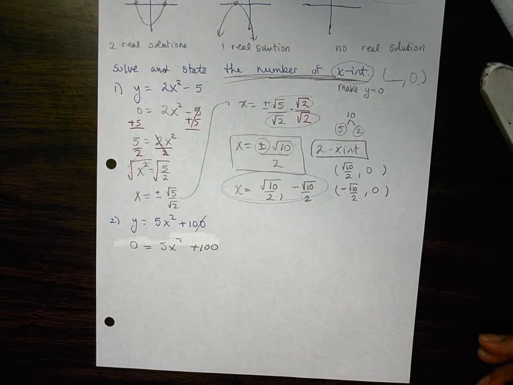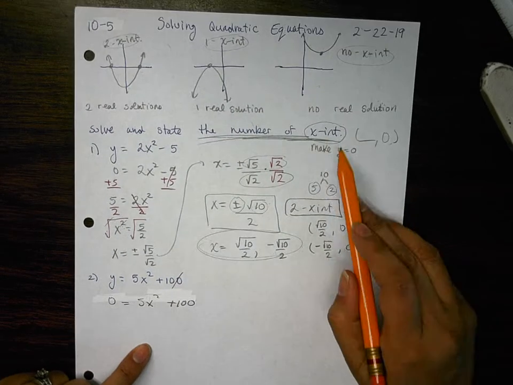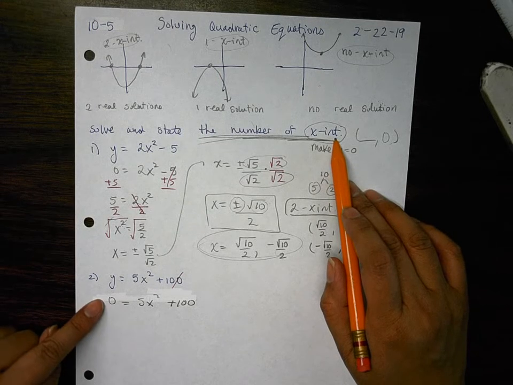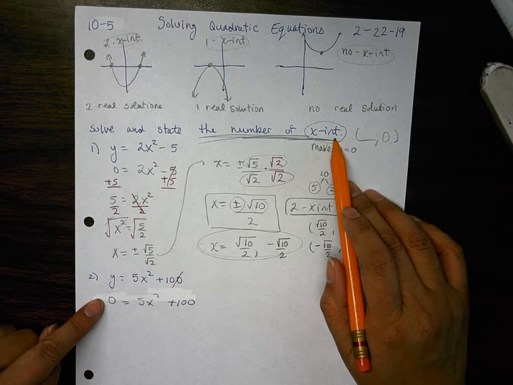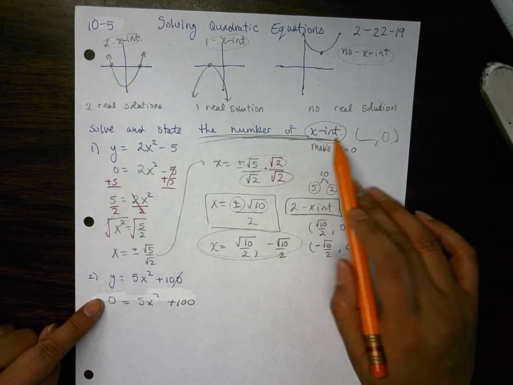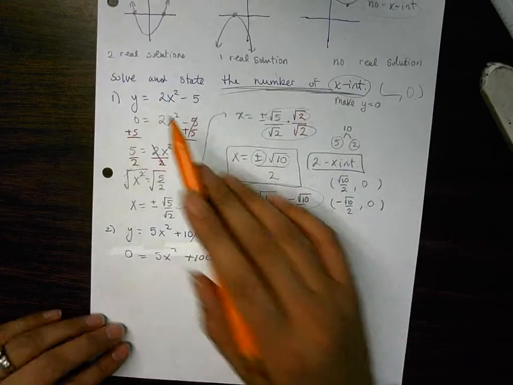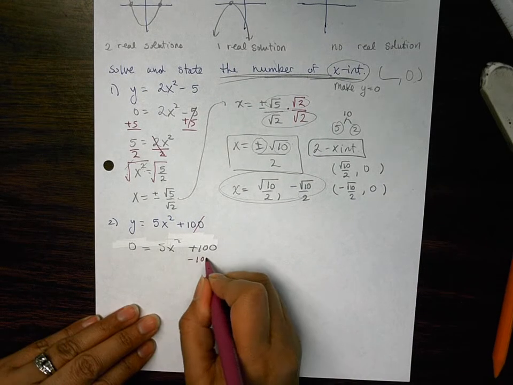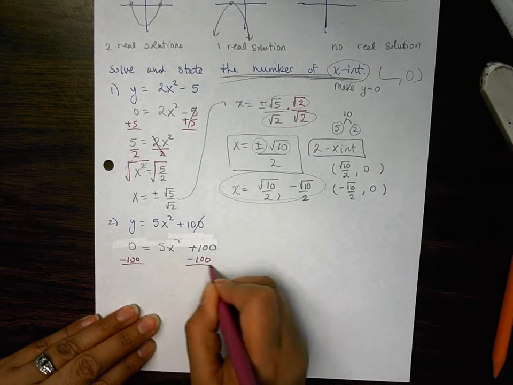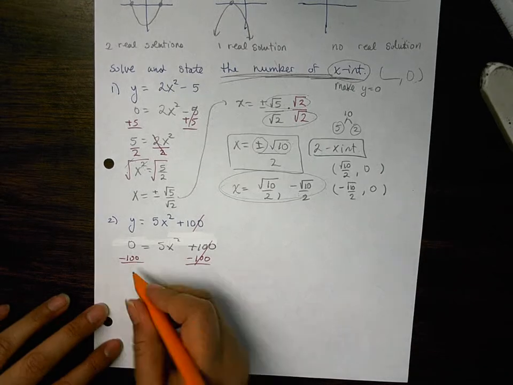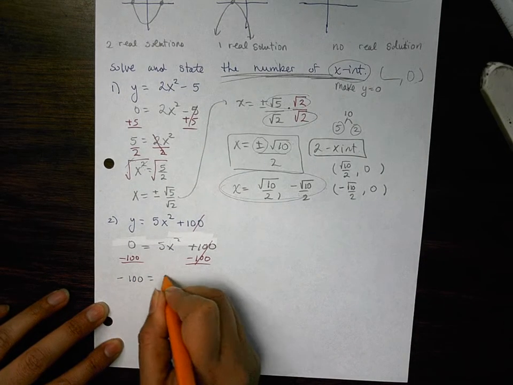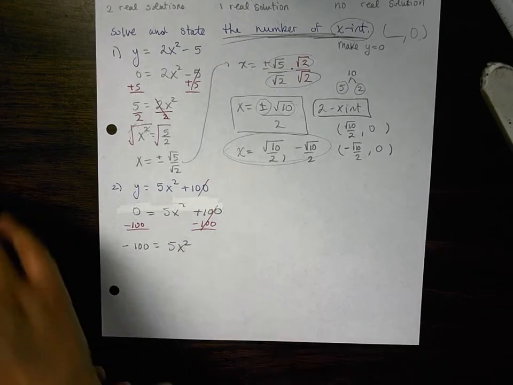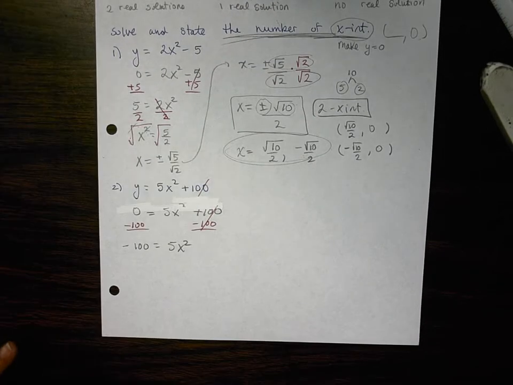Why do I make y equal 0? Because I'm looking for the what? And to find the x-intercept, y has to be... If I were looking for the y-intercept, what would I do? Make what 0? X. We're going to do that another day. Okay, continuing. Subtract the 100 because subtraction is the inverse of addition. What's 0 minus 100? Equals 5x squared, and those inverses undo each other.